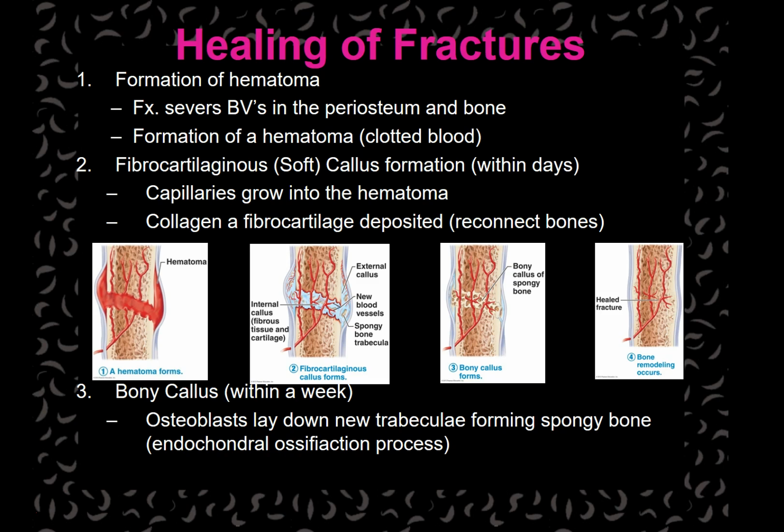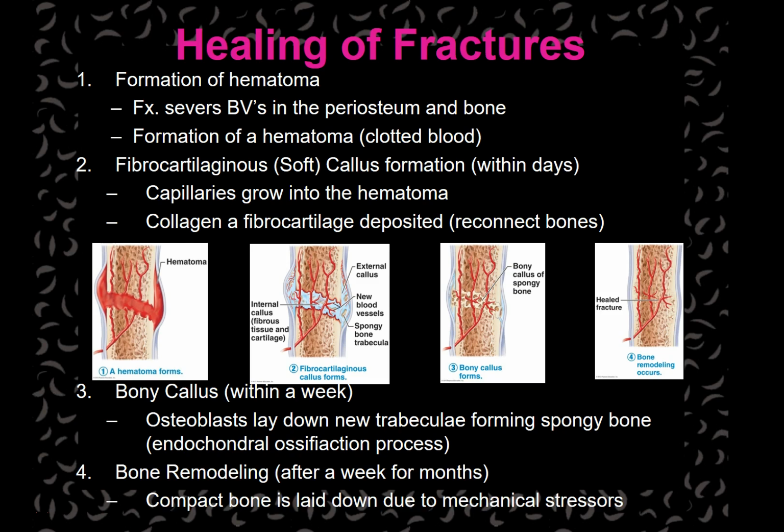Okay? A bony callus within a week is present. So we replace the soft callus. We get rid of that fibrocartilage that was there initially. We replace it with actual bone tissue, which is osteoblasts laying down bone in that area to form kind of a spongy bone attachment. Okay? We're also going to start the process of that endochondral ossification again. We're going to start to lay down layers of bone around the blood vessels that are now spanning that gap.